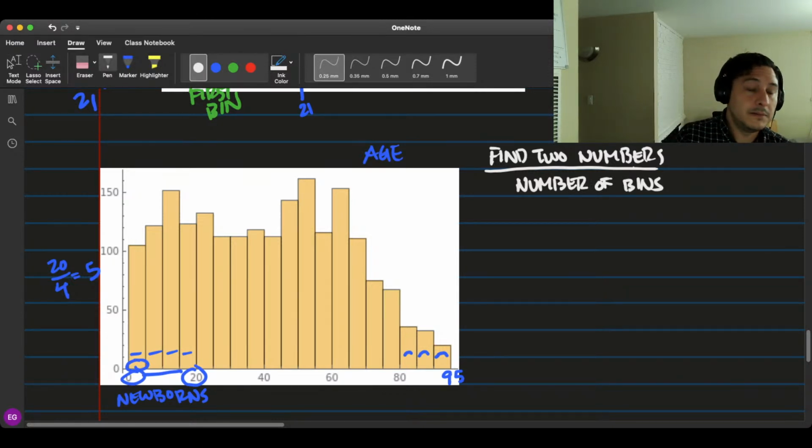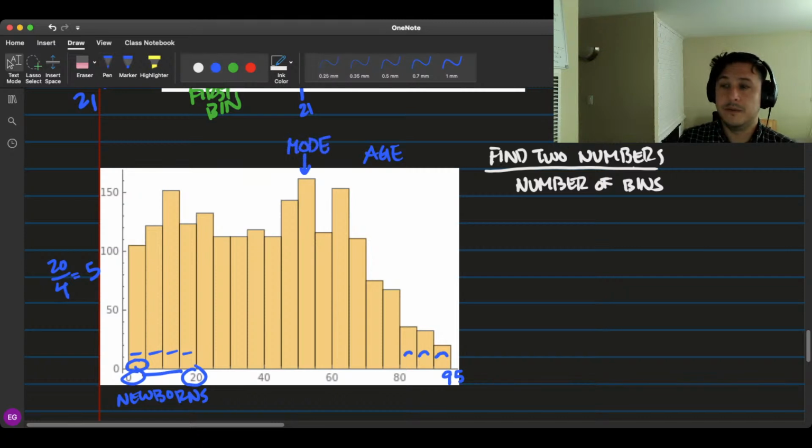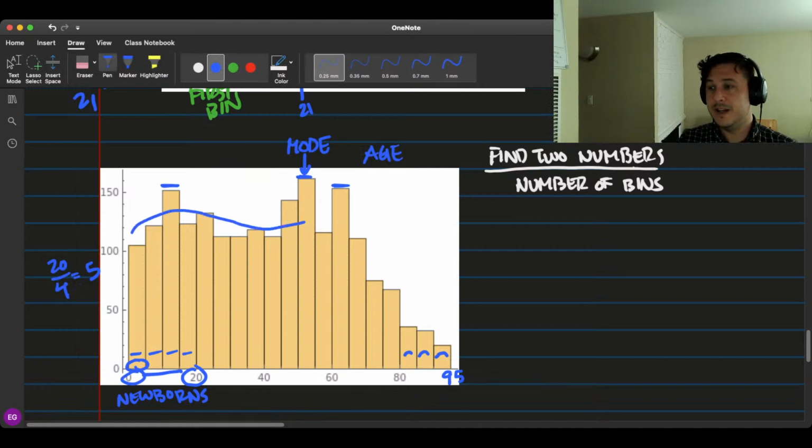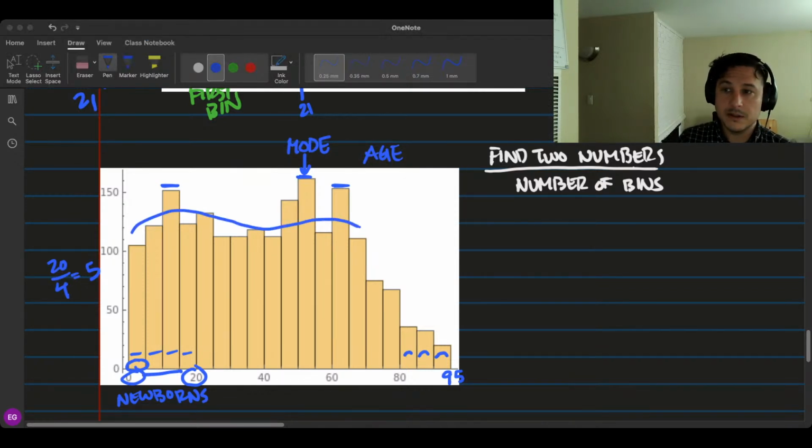Now, remember last time I talked about finding the mode? There's something sort of interesting about this graph. Does everyone agree that this is the highest bin? So that would be the mode. But what you notice is, do you see how this one over here and this one over here are also pretty close to the mode? And in general, if you look at all these, they're also fairly close.